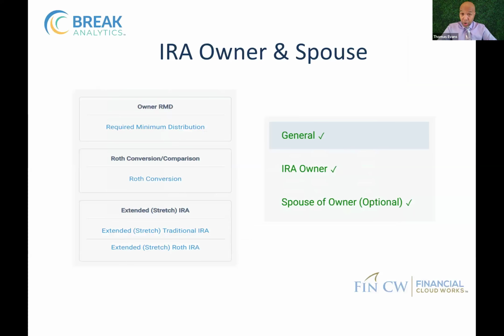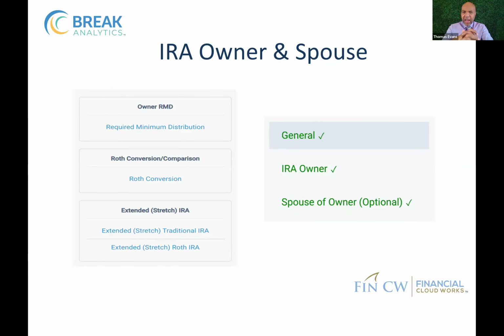So what we have is the IRA owner and spouse. In that, remember I showed you earlier this circle with the 4 modules. Well, with owner and spouse, we have 3 modules specifically that are involved there. We have the required minimum distribution module, simply RMDs. We have the other module, which is the Roth conversion. And then we have our third module, which is the extended, also known as the stretch. So you can stretch certain aspects.